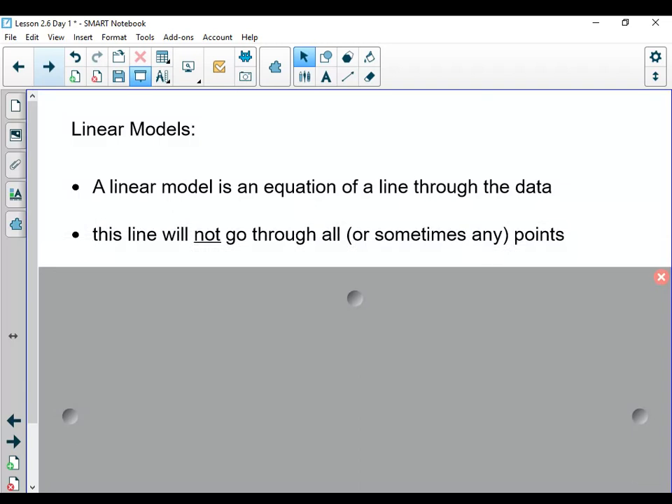So that's something to keep in mind, is that line we come up with, it's not always going to go through all the points. And there'll be some instances where we draw that line and it won't even go through any of the points. It may just kind of split them in half. So don't feel like you have to have a line that goes through all the points that our data has on the scatter plot.